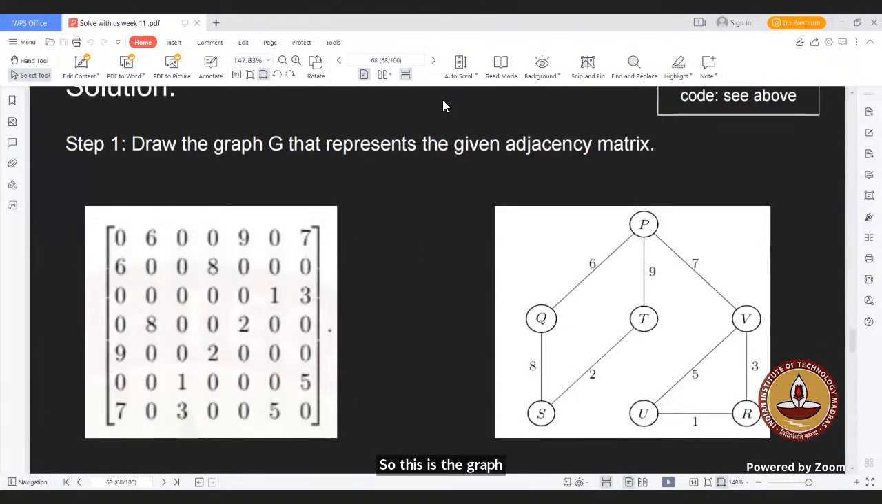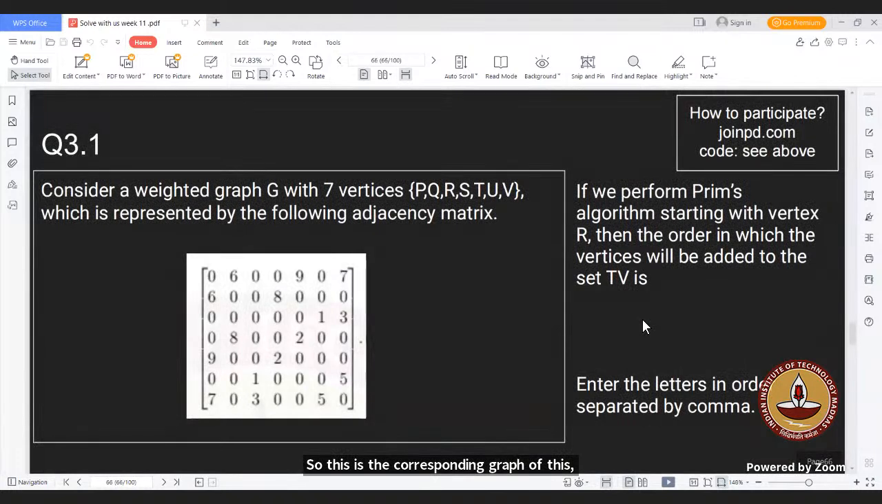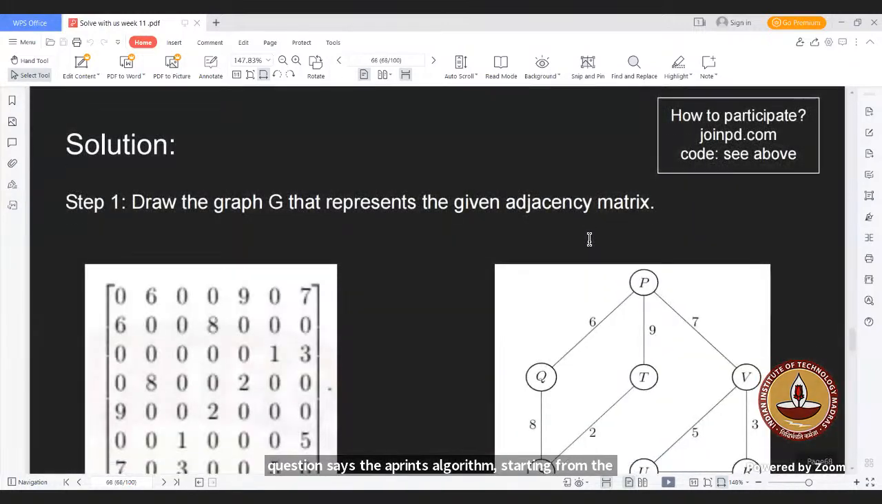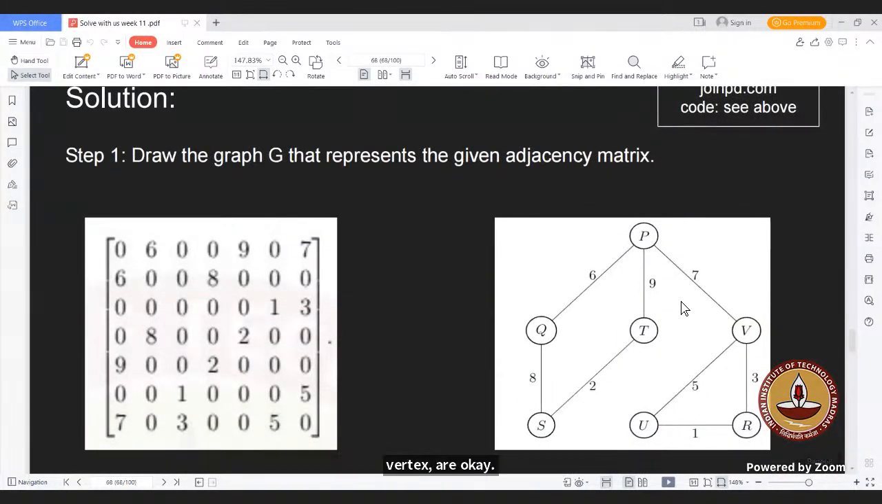So we have to discuss one more question and the time is low. So this is the corresponding graph of this. And the question says the Prim's algorithm starting from the vertex R. So we have to start from the vertex R. So this is the graph given. So now do the Prim's algorithm and tell me what is the minimum cost spanning tree and what are the edges.